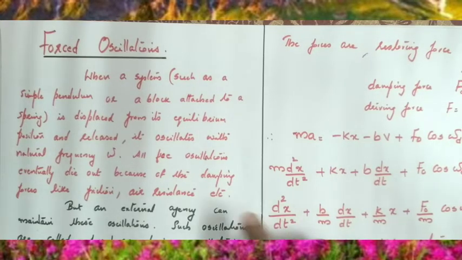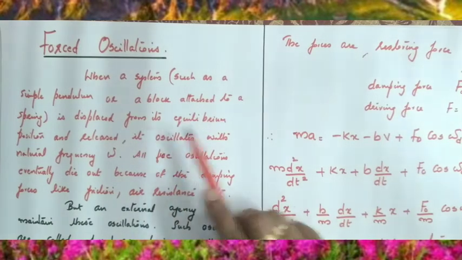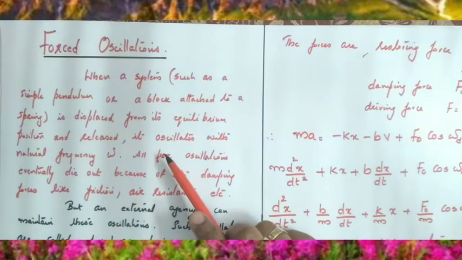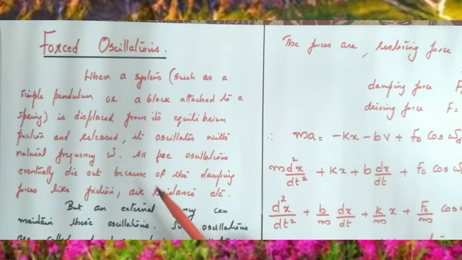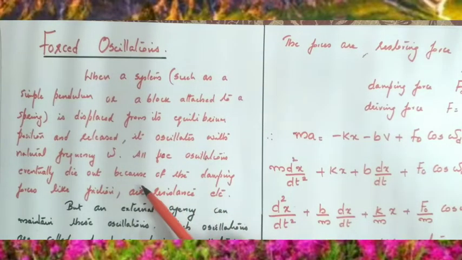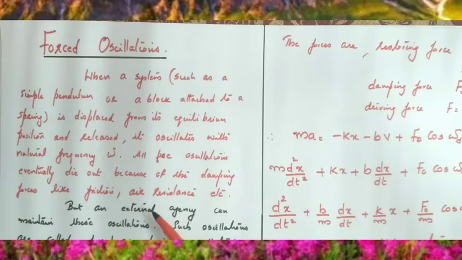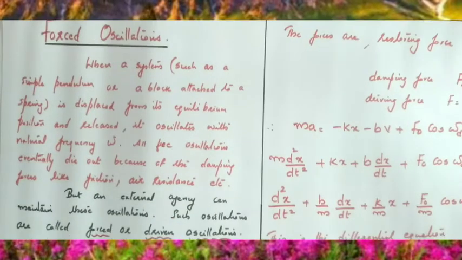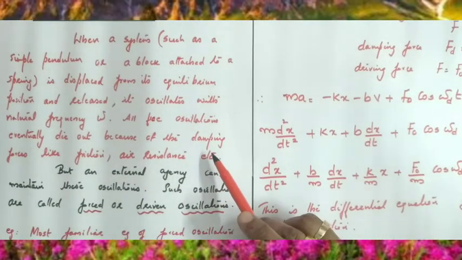When a system such as a simple pendulum or a block attached to a spring is displaced from its equilibrium position and released, it oscillates with a natural frequency. This is a pure simple harmonic motion. All free oscillations eventually die out because of the damping force like friction, air resistance, etc. And this is about the damped simple harmonic motion.